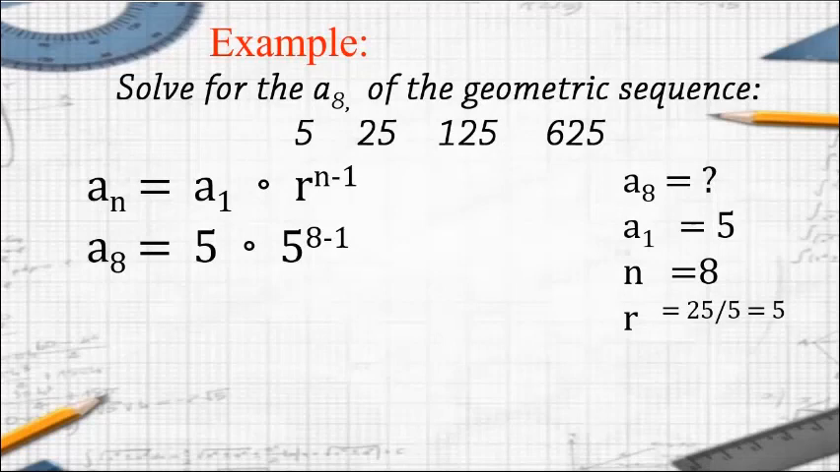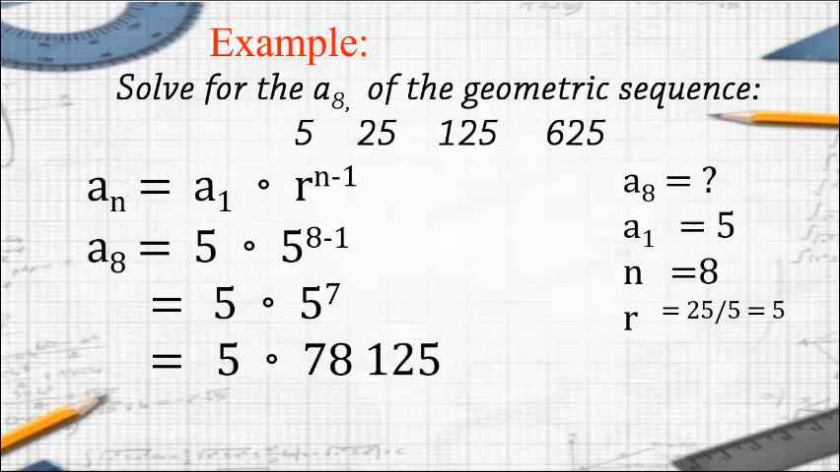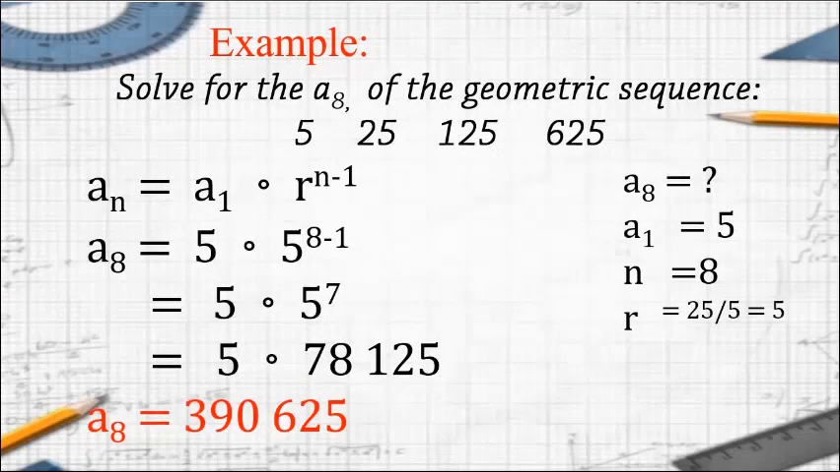So let's subtract 1 from our exponent. We'll have 5 times 5 raised to 7. Let's simplify 5 raised to 7. We'll have 5 times 78,125. And then we'll multiply these two. We will have the value of our 8th term, or our a sub 8, which is equal to 390,625.